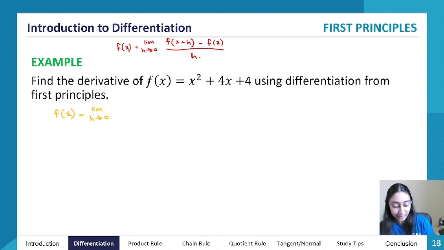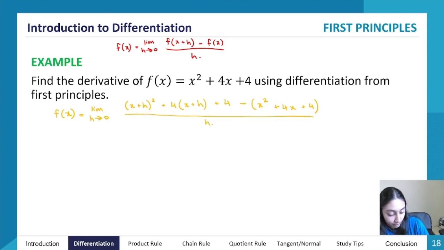Let's first use this example to explain it. So let's do f of x plus h. That will be x plus h squared plus 4 times x plus h plus 4. So that's f of x plus h, minus f of x, so minus x squared plus 4x plus 4, and that's all on h. So let's expand things out. That's x squared plus 2xh plus h squared plus 4x plus 4h plus 4 minus x squared minus 4x minus 4.